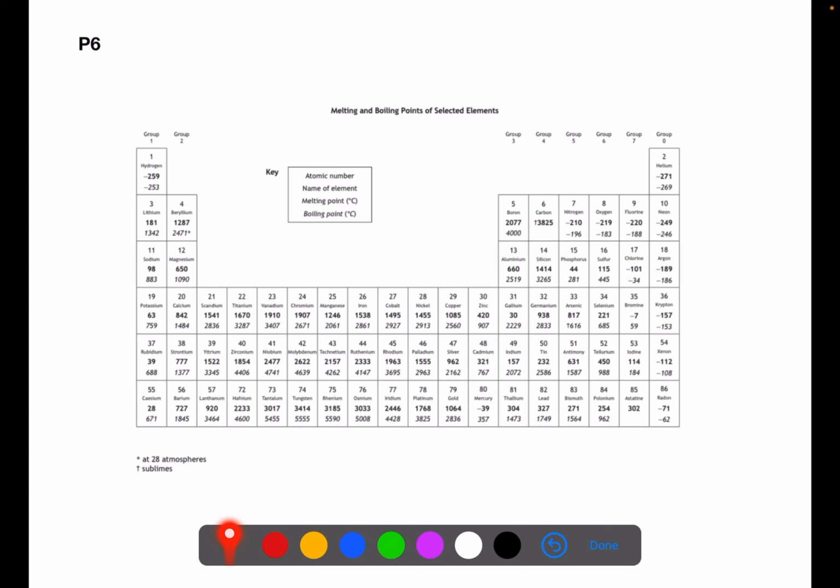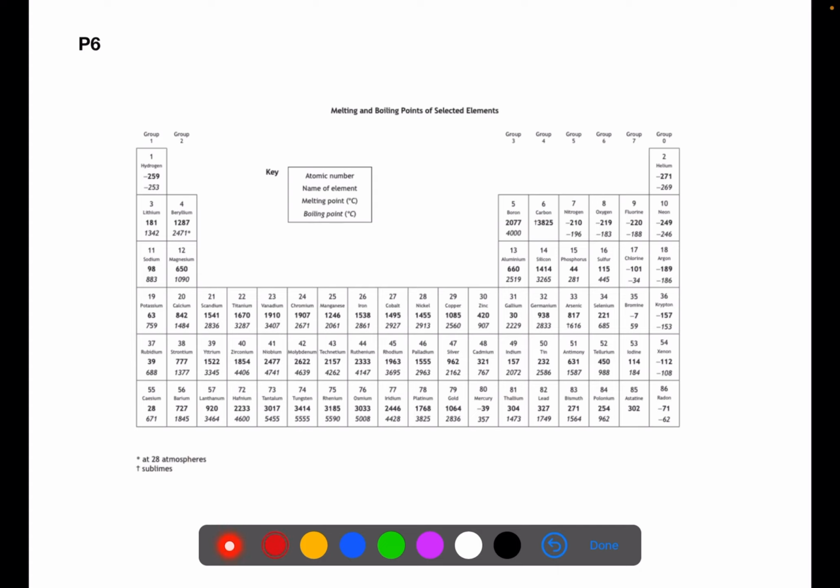On page 6, you have a selected part of the periodic table, so you don't have the two lines at the bottom, and this shows you the melting and boiling points of some of the elements. Be aware that we have a star here for beryllium, which means that this boiling point applies at 28 atmospheres, so increased pressure, and the little cross beside carbon means that it sublimes, so this goes from solid to gas rather than melting or boiling.